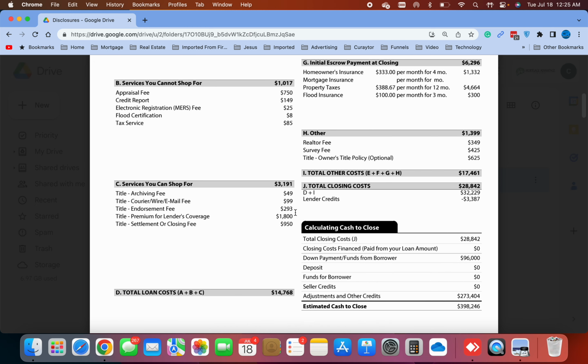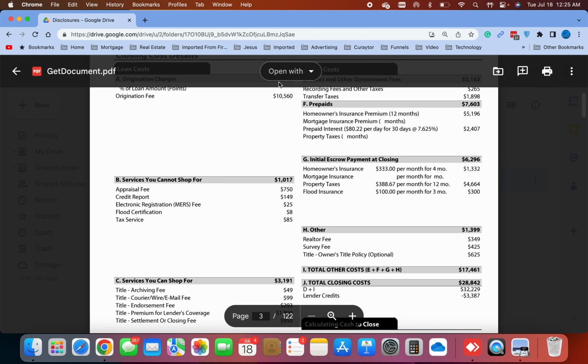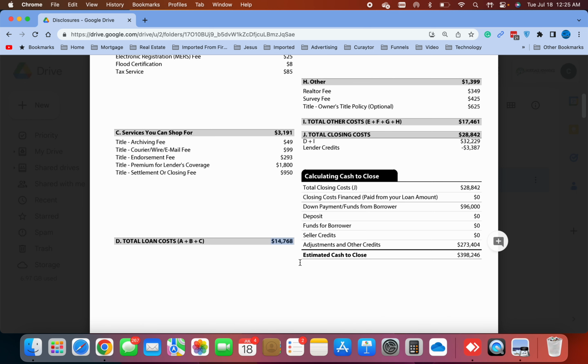Then you have also your title charges, $49, $99, $293, your lender's title insurance policy, your settlement closing fee. If we add all these fees, it's $3,191 plus $1,000 plus $10,000 equals $14,776, $78, I'm sorry. That is your closing cost.